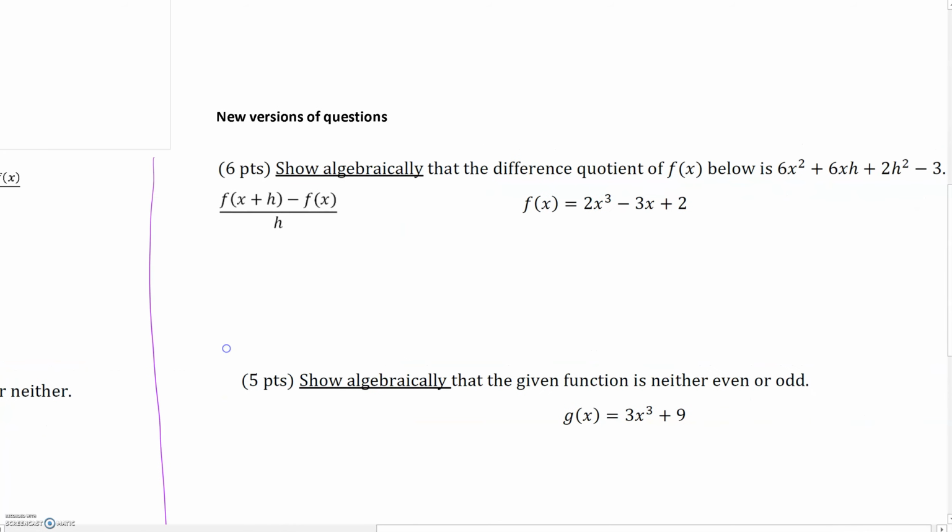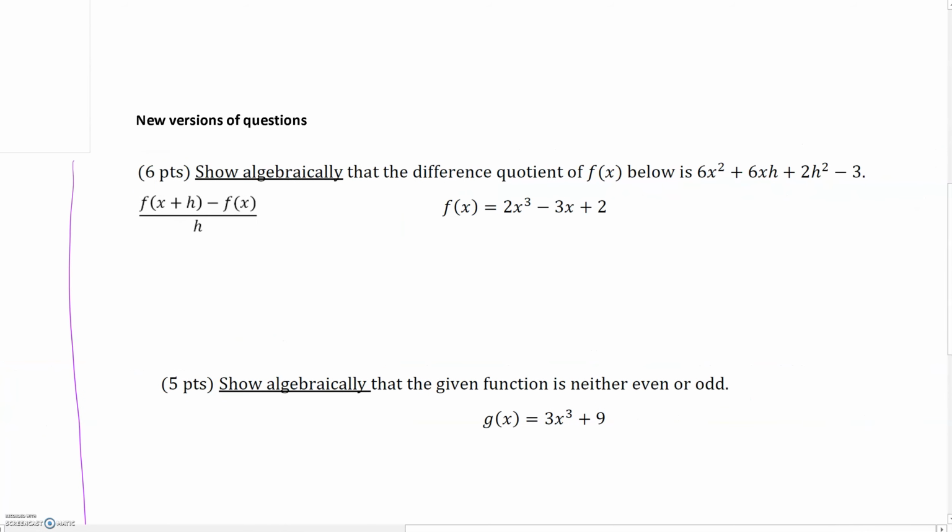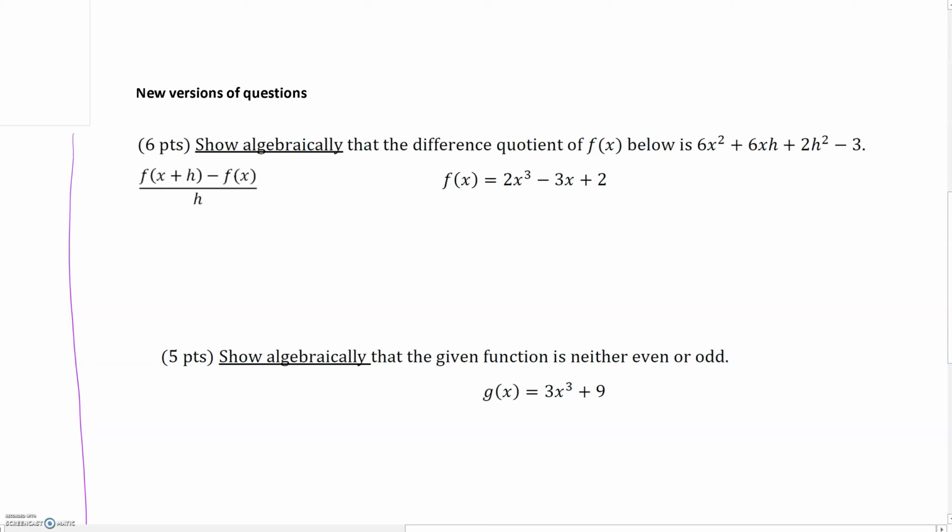And the new version of that same question is to show algebraically that the difference quotient of the function below is equal to 6x squared plus 6xh plus 2h squared minus 3. So I give them the function and I give them the answer, and this has dramatically improved their willingness to attempt and willingness to put themselves out there with these types of questions. I get a lot more feedback from students. I give a lot more partial credit, a lot more full credit, and just generally have much more participation on these questions from students.